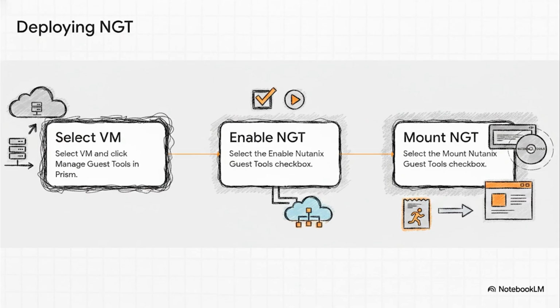Deploying NGT from the Prism web console is incredibly straightforward, but for the exam, you need to know the exact sequence. First, you select your target VM. Next, you click on Manage Guest Tools. Inside that window, you'll first check the box to Enable Nutanix Guest Tools, which registers the VM with the NGT service. Then you check Mount Nutanix Guest Tools. What this does is it takes an ISO file with the volume label Nutanix_tools and virtually attaches it to the guest VM's CD-ROM drive. From there, the NGT installer can just run from inside the guest.